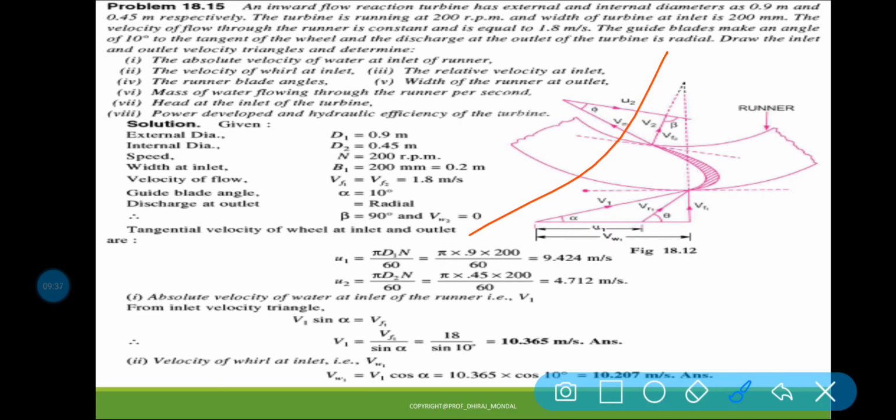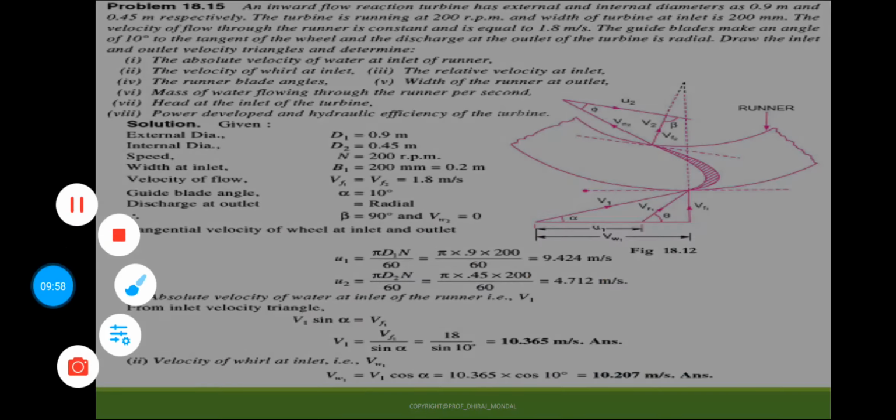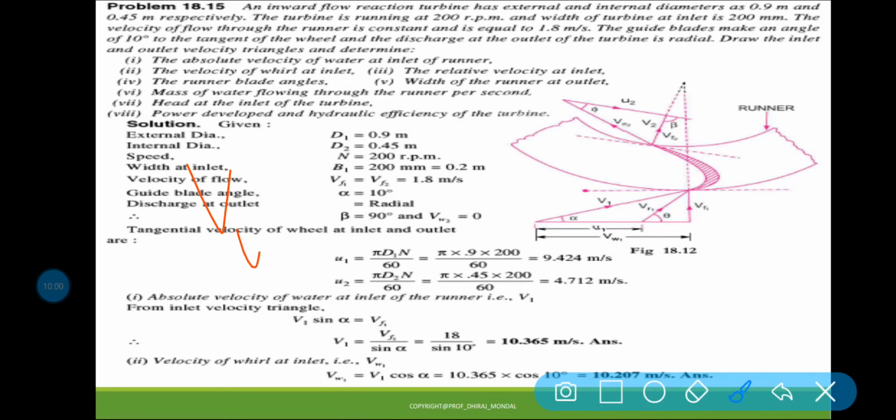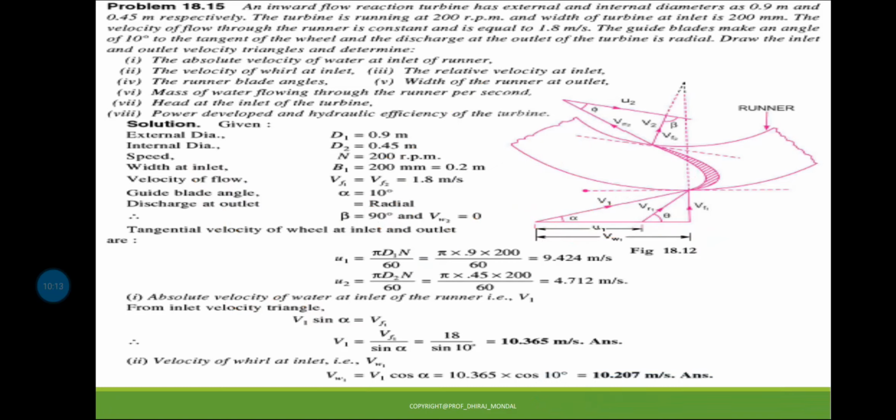V1. And how can we find out V1? We know that Vf1 is equal to what? This is the perpendicular, so hypotenuse into sin alpha, V1 sin alpha. Alpha is given, Vf1 is given, so you can find out V1. Clear? VW1, how can we find out? We know that VW1 is equal to V1 cos alpha, isn't it? VW1 is equal to V1 cos alpha. Alpha is given, V1 is given, you can find out VW1. Am I right?